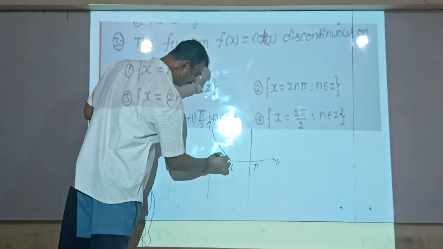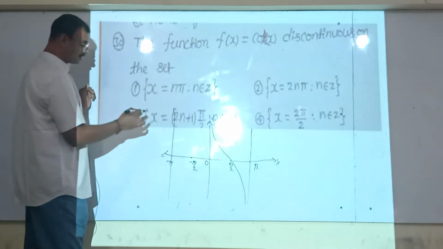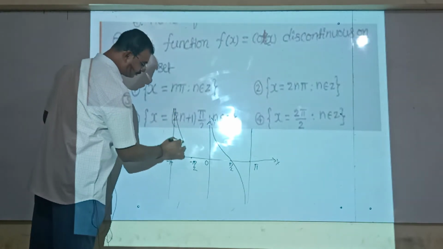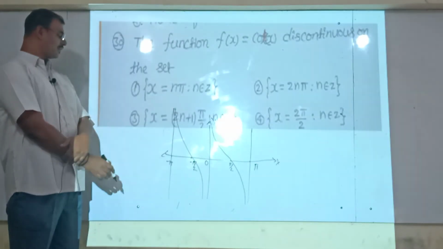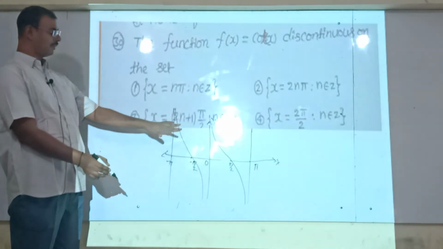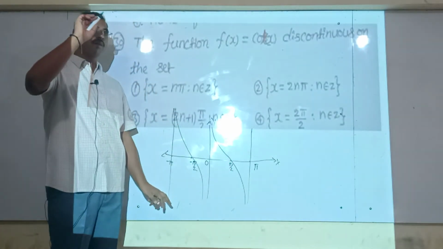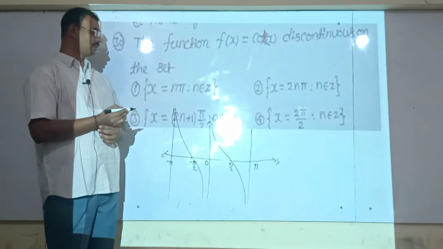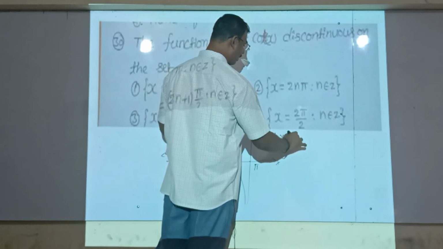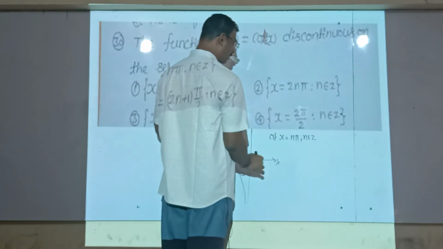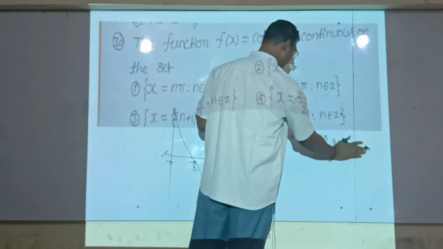It passes through pi by 2. It doesn't pass through horizontal. Tan x passes through horizontal. This is also the same. Okay. So where is it defined? Cot is defined at all multiples of pi by 2 only, but it is not defined at multiples of pi. Tan is not defined at multiples of pi by 2. So it is not defined at x equal to multiples of pi.